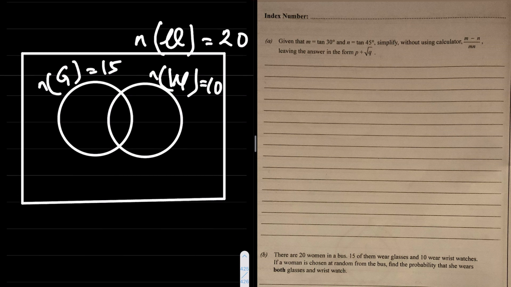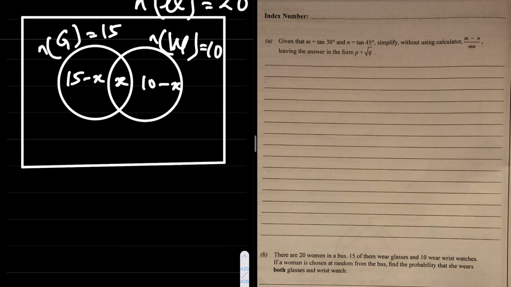Now, they didn't tell us there was any of them who didn't wear at least one of the two. So there will be nothing inside the rectangle, outside the two circles. So let X be the number of women who wore both glasses and a wristwatch. So this will be 15 minus X, and this will be 10 minus X. 15 minus X represents those who wore only glasses. 10 minus X represents those who wore only wristwatches, while X represents those who wore both.